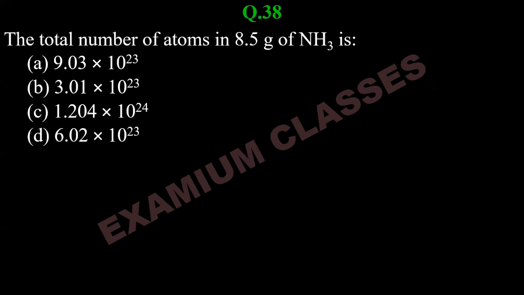Next question. The total number of atoms in 8.5 grams of ammonia is? Sir, should we consider 4 or 5? In the question, it is 5. Which question? Sir, this only. Sir, you just said 4, so we take 4 only, no? No, the question is total number of atoms in 8.5 grams of ammonia. Yes, sir. Sir, you just said 8.4. I think so. I thought 8.5.